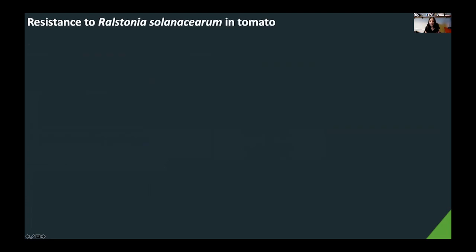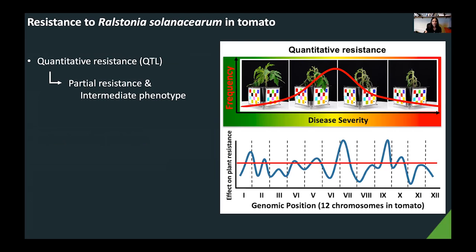So resistance in tomato, as in other crops, to Ralstonia is quantitative. And this means that it's caused by many genes, each of which have a small to moderate effect on overall resistance. So you see a lot of partial resistance. You also see a lot of intermediate phenotypes, plants which are partially wilting.